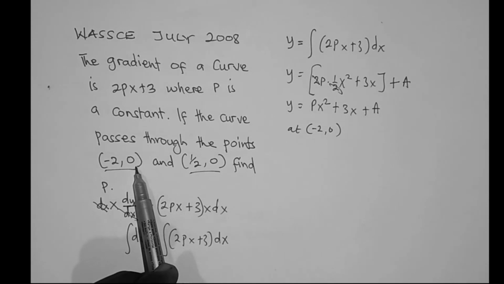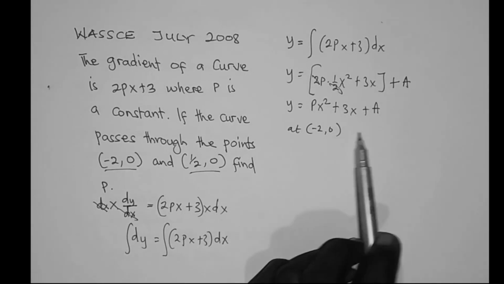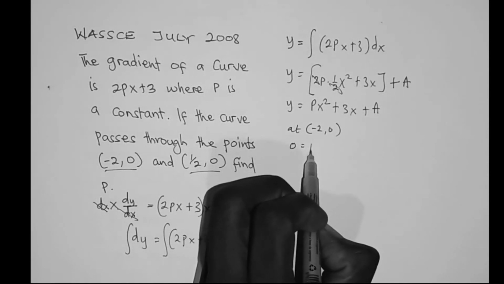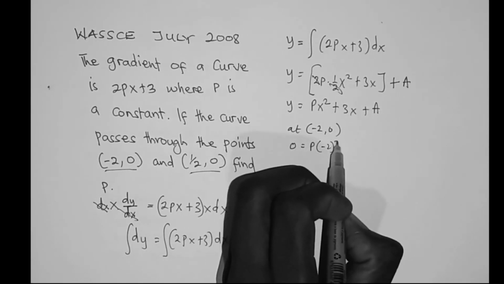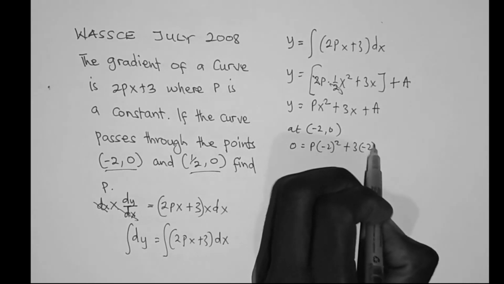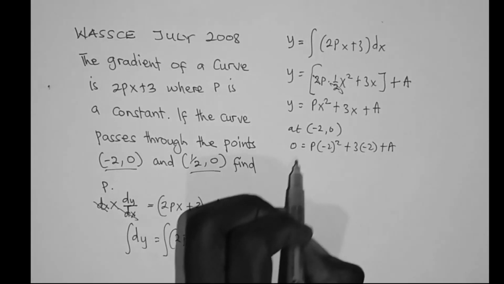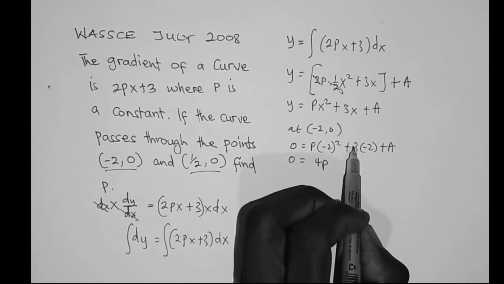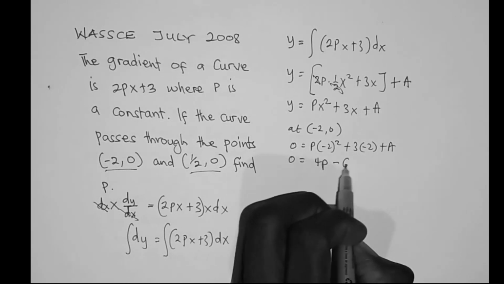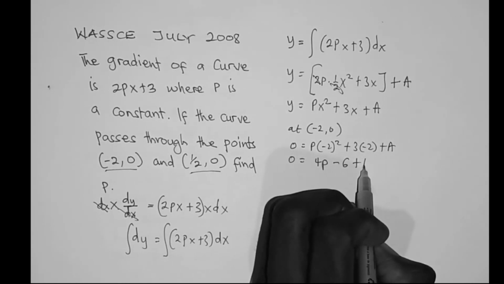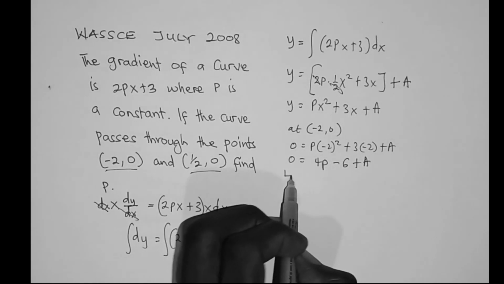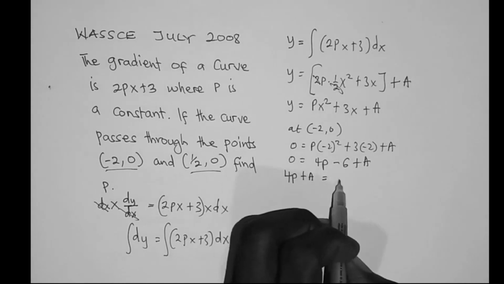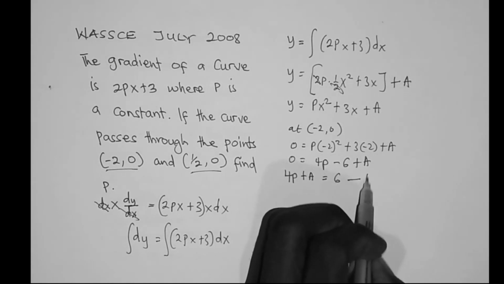So at the point (-2, 0), what happens? It means that y is 0, and wherever we see y, we put 0, and wherever we see x, we put minus 2. So 0 is equal to p times (-2) squared plus 3 times (-2) plus a. So 0 is equal to (-2) squared is 4 times p is 4p. Then 3 times minus 2 is minus 6. Then plus a. And therefore 4p plus a is equal to 6. This is equation 1.